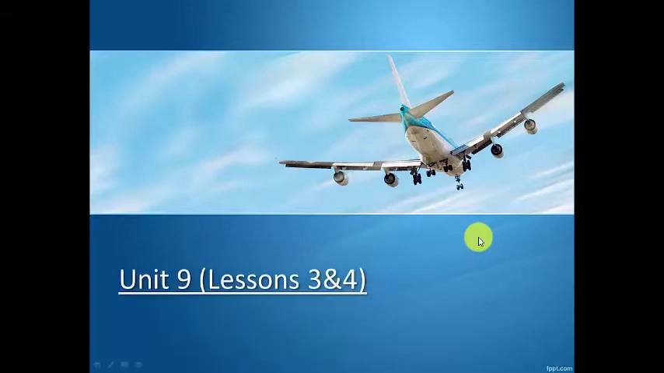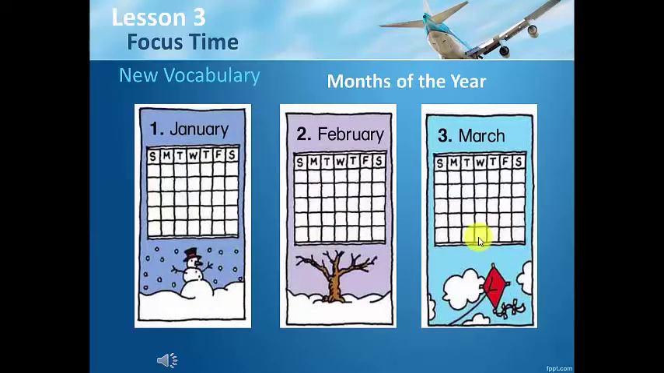Lesson 3, as you see, starts with the months of the year. And they are as you'll listen. Unit 9, page 57. Focus time. A. Listen and repeat. Number 1.